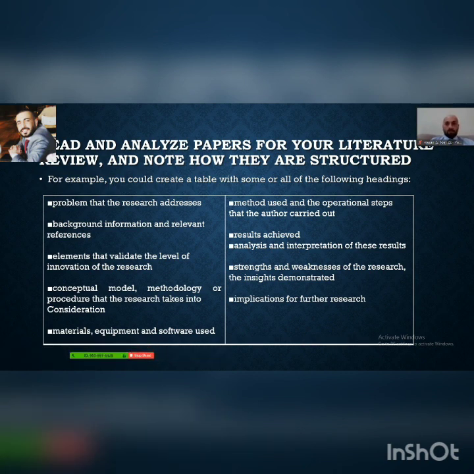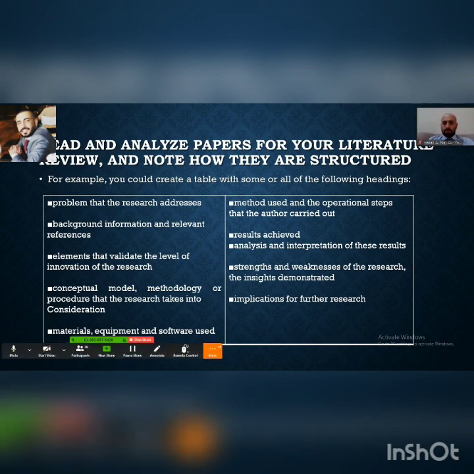So background information, relevant references, how they organize it, elements that validate the level of innovation of the research. In your research, there should be innovation. لازم تكون اكو فكره خلاقه مبتكره بالبحث مالتك. Otherwise, impact factor, Scopus, it cannot be accepted. So this is the thing, they want innovative things, they want a well organized and clear problem statement. This is the thing that they focus on in publishing research.